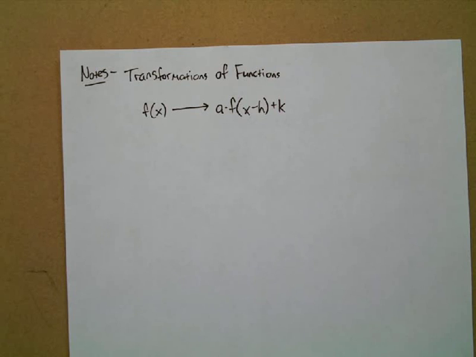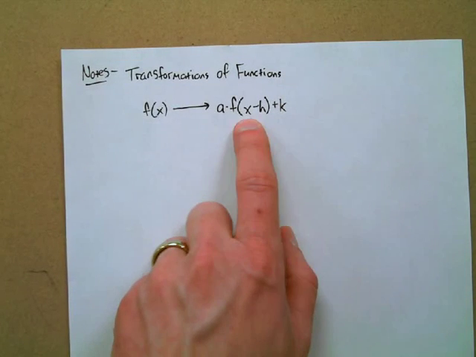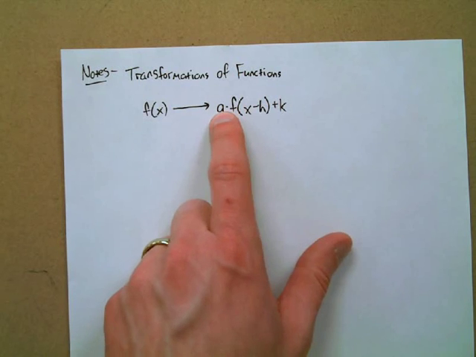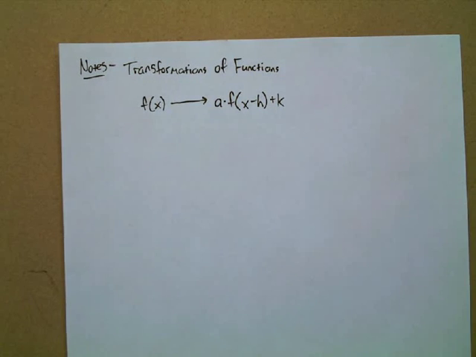Okay, good. Sorry. So, again, we're going to take a generic function here, and we're going to perform some transformations. Each one of these letters, the A, the H, and the K, is going to perform some different kind of transformation on our graph. I'm going to go through what those different things are, and then we'll see some examples in our book. We've already talked about a few of these.